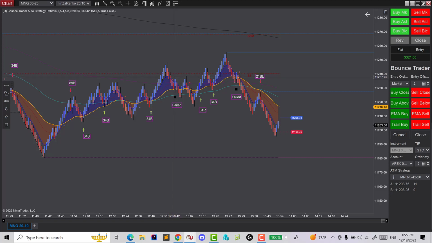Yes, there is this wick. You could have been cautious about it, but I think it's just a failure. If you failed here, you would just re-enter on this one. This is a 34B trade.